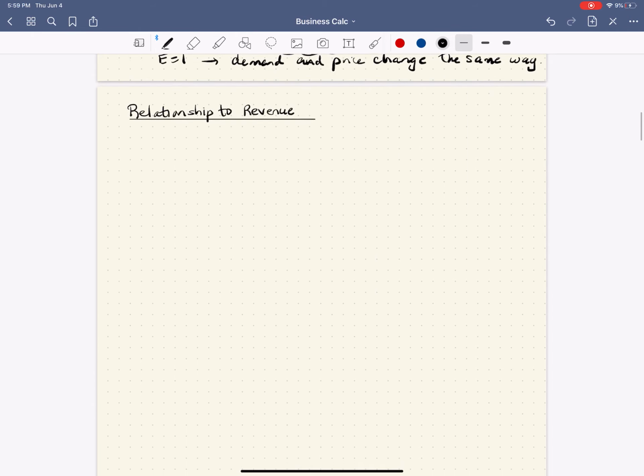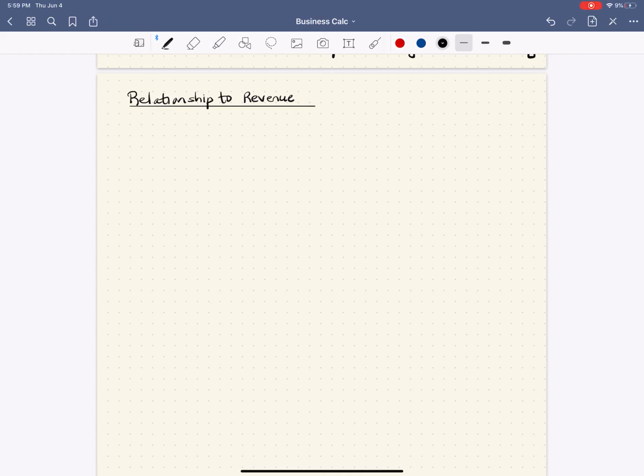Now there's even a more exciting thing happening here, and that is the relationship to revenue. There is a relationship between elasticity and revenue. So here's what it is. So let's say R is revenue. And remember, revenue is price times quantity. But remember that quantity is a function of price. So that means this has to be treated as a function. I'm going to differentiate both sides with respect to P.